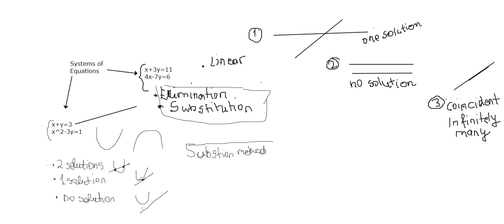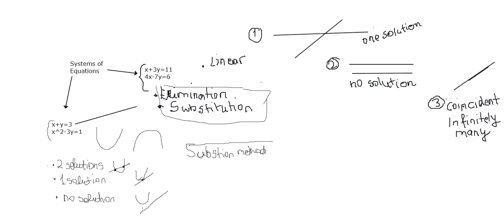Starting with the first one, we have x plus 3y equal to 11, and then 4x minus 7y equal to 6.